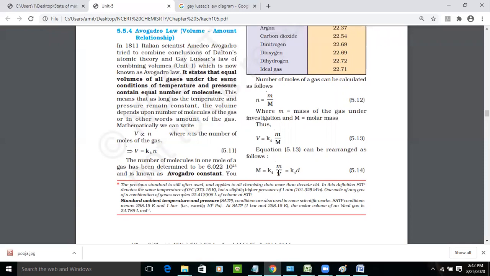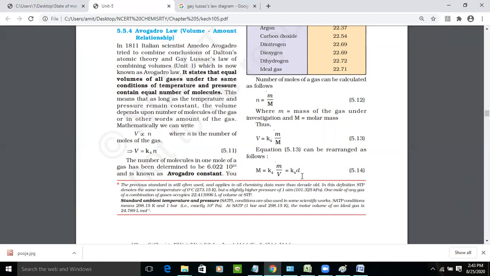Now we rearrange the terms. We take M as a multiplier on the opposite side, in the numerator, and then we bring V down to the denominator. So we obtain a new relation: molar mass is equal to K4 m upon V, and we know that mass per volume is density. So we put the value of m upon V here. So what is d?